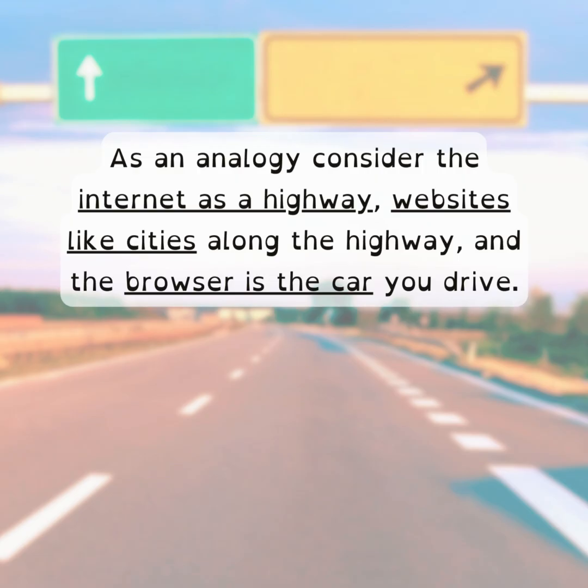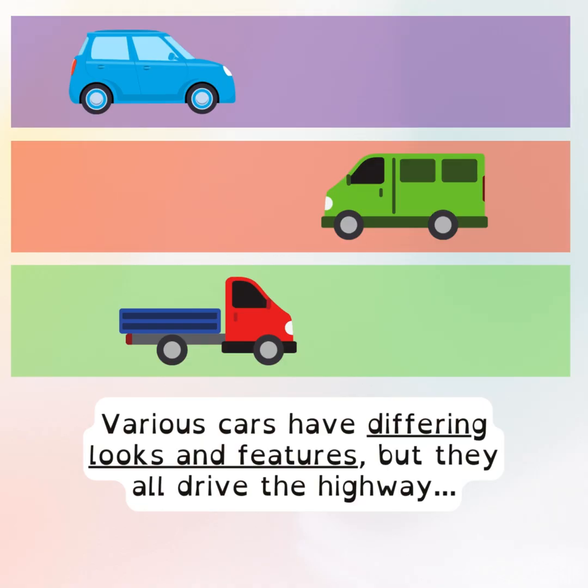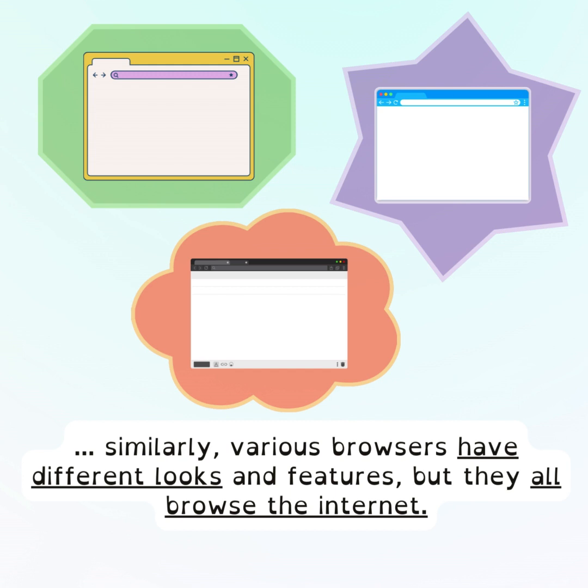As an analogy, consider the Internet as a highway. Websites are like cities along the highway, and the browser is the car you drive. Various cars have differing looks and features, but they all drive the highway. Similarly, various browsers have different looks and features, but they all browse the Internet.